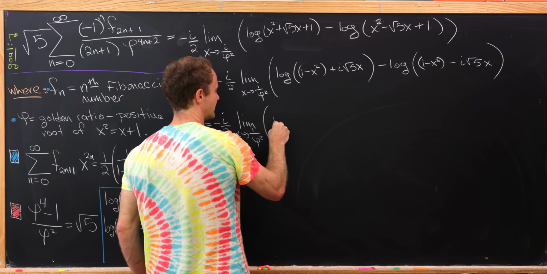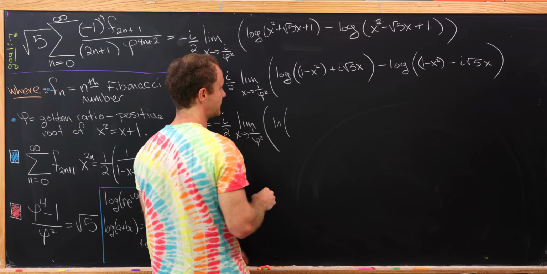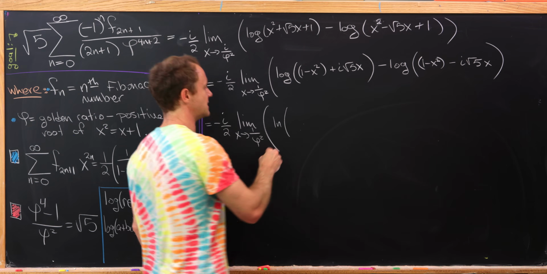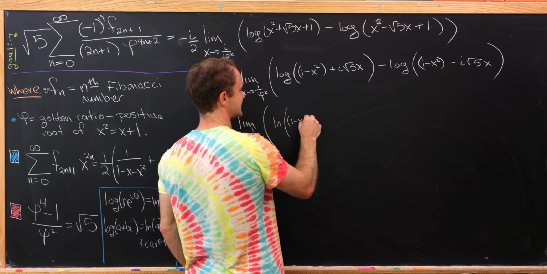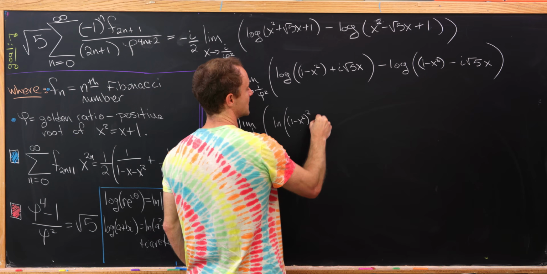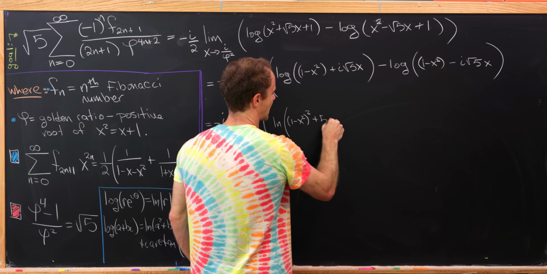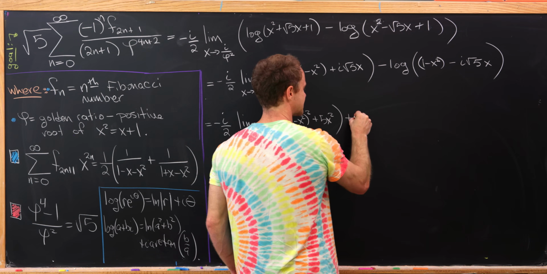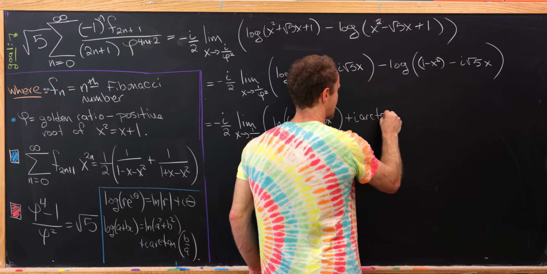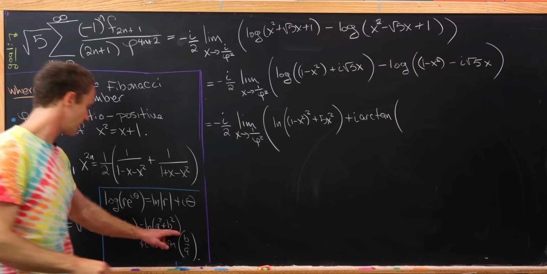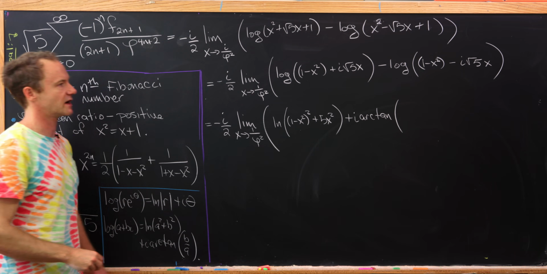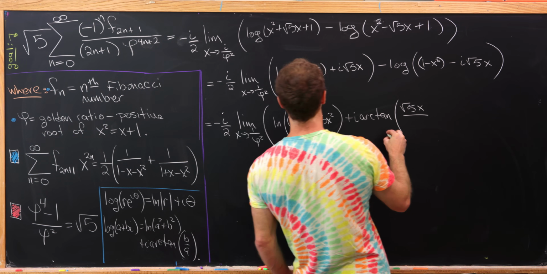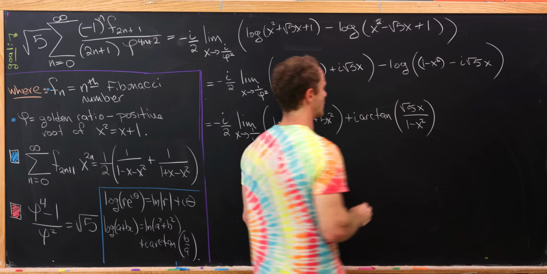And then now we're going to have the natural log of, well, it'll be a squared plus b squared, but that's going to be, in this case, 1 minus x squared, squared, plus 5x squared. Okay, great. And then we'll have plus i times the arctan of the quotient of the imaginary part with the real part. That's what's going on right here. So this will be root 5 x over 1 minus x squared.